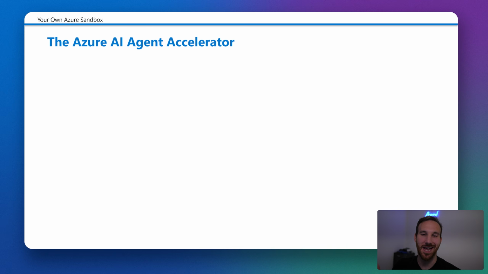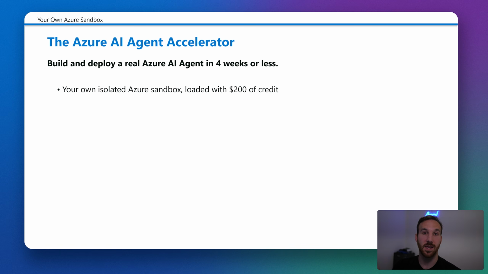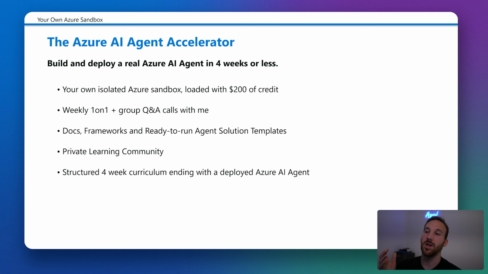So why did I build an Azure Sandbox environment? It's for my Azure AI Agent Accelerator program. It helps clients build and deploy real Azure AI agents in 4 weeks or less. You get your isolated sandbox and $200 worth of Azure credits to use. You get one-on-one calls with me along with group calls. You get docs, frameworks, and ready-to-run agent solution templates to get started instantly with AI agent solutions. You get a private learning community to learn with others, and a structured 4-week curriculum.